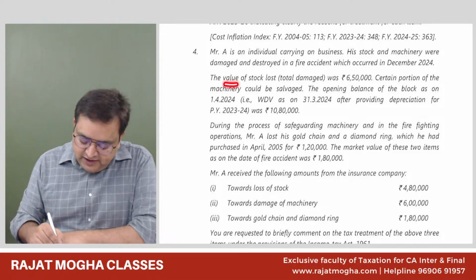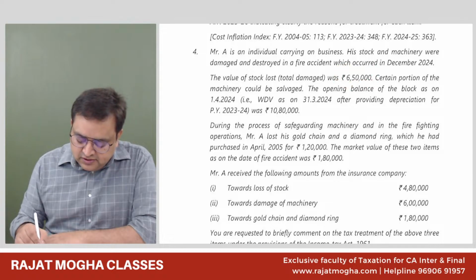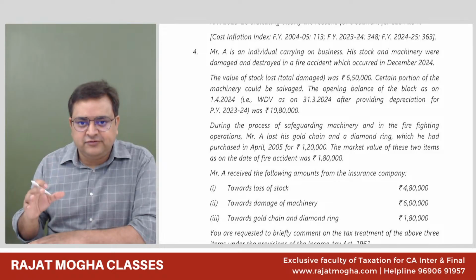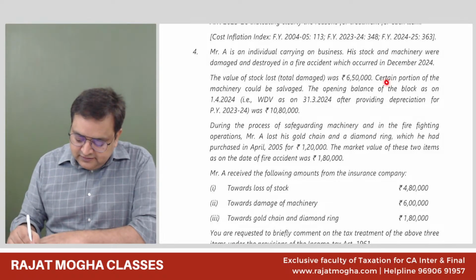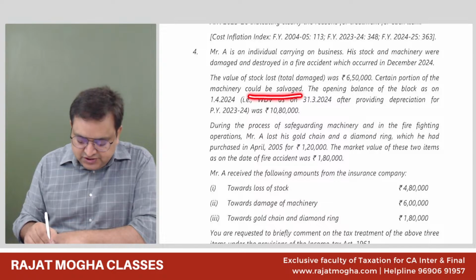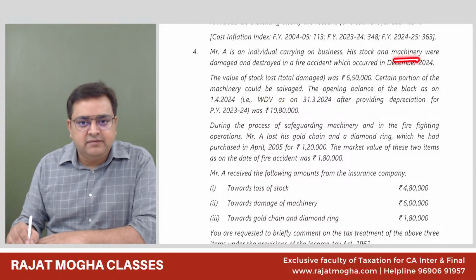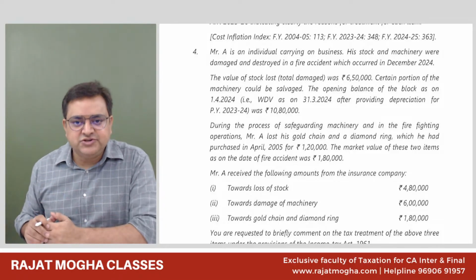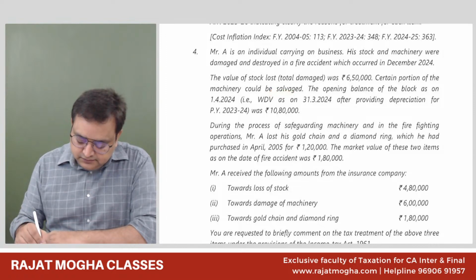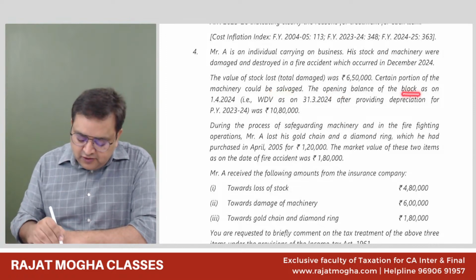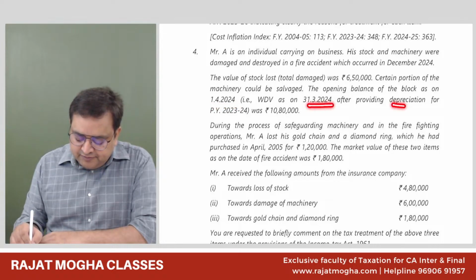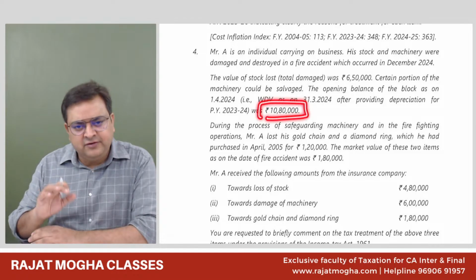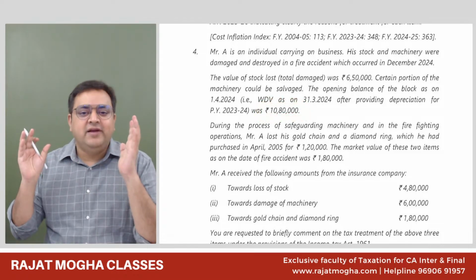Okay. The value of the stock lost was 6,50,000. So the stock value was 6,50,000, and it got damaged. Certain portion of the machinery could be salvaged. So the entire machinery is not damaged; they are saying that certain machinery could be saved. The opening balance of the block as on 1/4/2024, that is last year's balance after providing depreciation, is 10,80,000. In other words, this is the opening value of the block of plant and machinery.